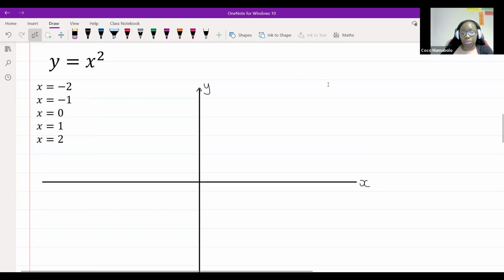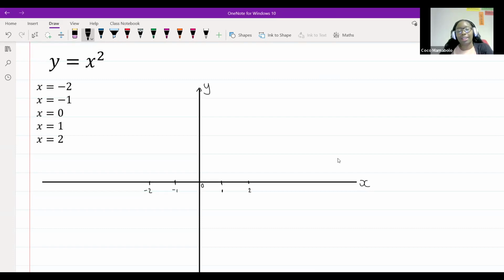I'm going to go to -1 and -2. Remember, the origin of my Cartesian plane, that is the point 0, 0. And then I'm going to go to 1, and I'm going to go to 2, just like that. All right. Now, I'm going to replace x with -2.